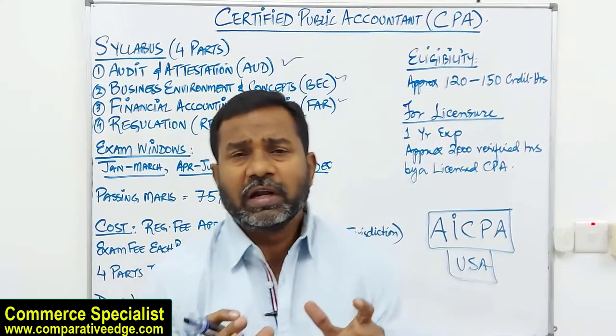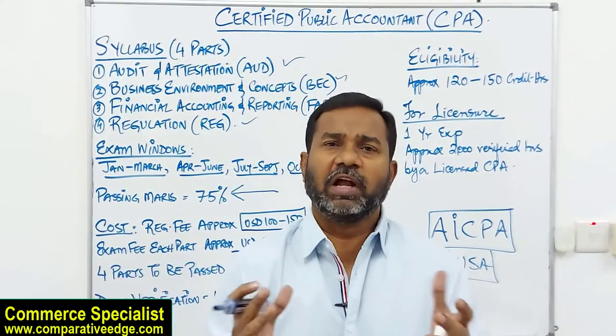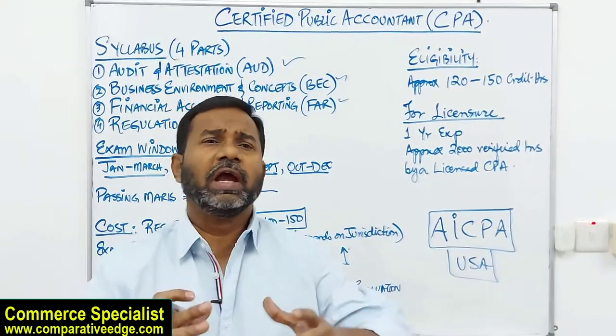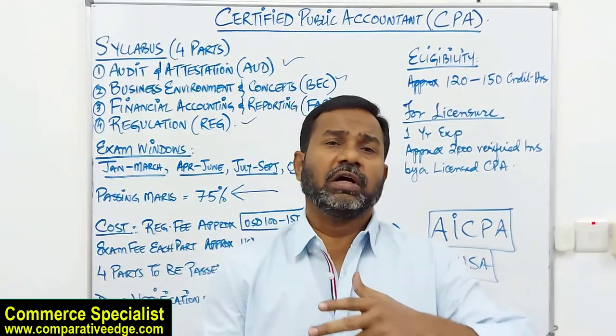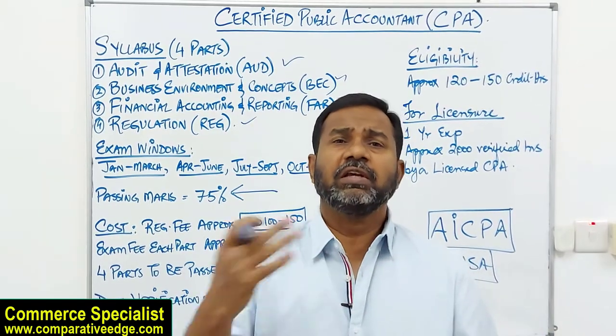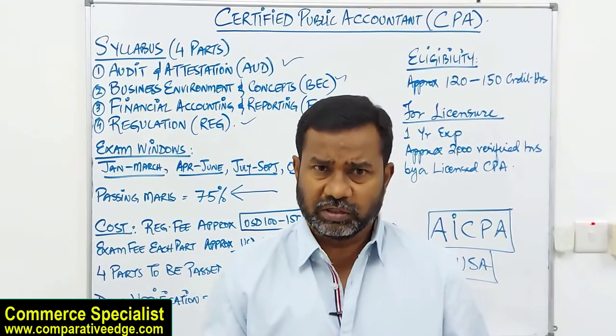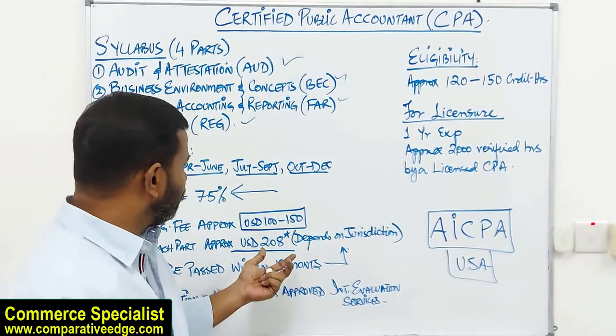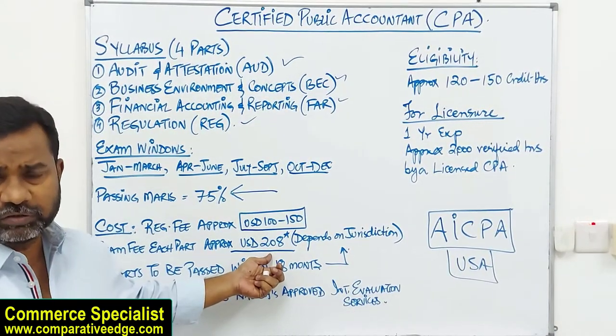But this $208 is just an approximate figure I'm giving you. That was the latest for California. It depends on which jurisdiction, which city, which state you want to register yourself in. It could be less, it could be a little more. But on average, I've quoted you $208 for each part.